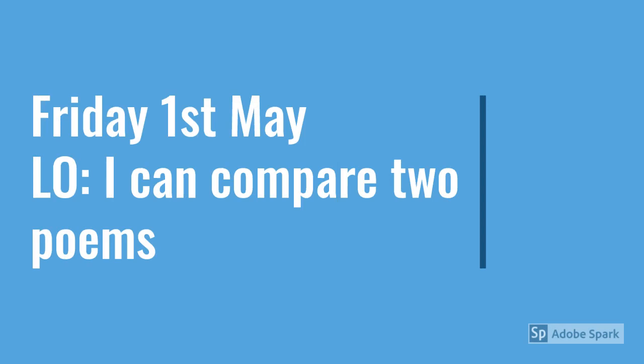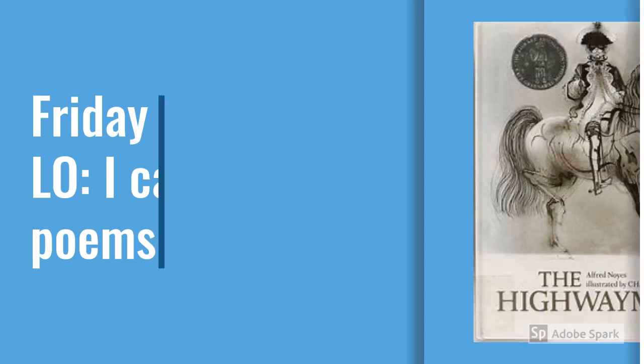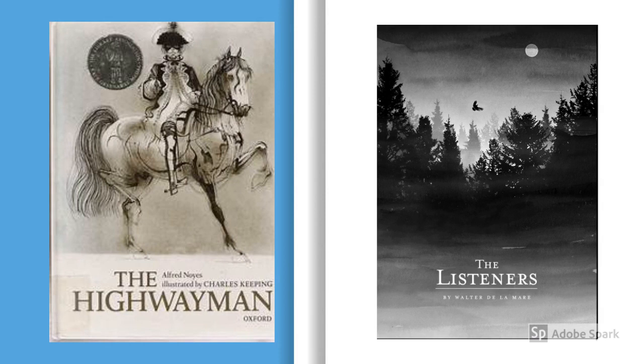One of the learning objectives for English for Year 6 is to make comparisons between books and poems. So today we're going to be comparing two poems. Recently we've read The Highwayman by Alfred Noyes and The Listeners by Walter de la Mare. A copy of both of those poems is on the school website, so take a look to remind yourselves before you start the work for today.